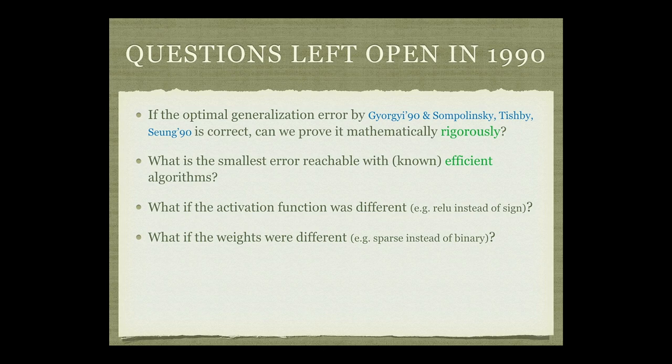And the second question that is really important that I so far didn't touch is that, okay, maybe we can compute the optimal reachable error. That's nice. But do we actually have tractable algorithms that are able to reach it? Because if we don't, then this is not very useful. So that's a very important question. And then these two other questions: what happens if we change the nonlinearity, and what happens if we change the distribution from which we pick the ground truth weights of the teacher? So it would be nice to have a formula that somehow encompasses it all. And that has not been done back then.